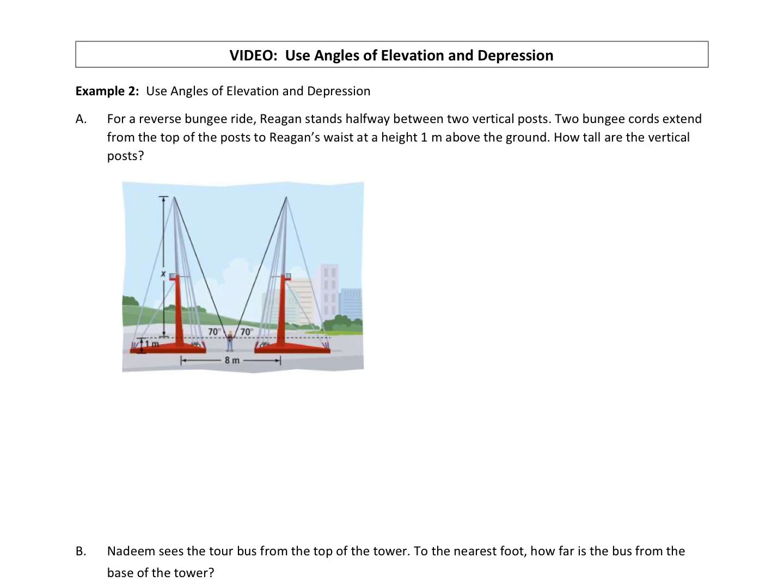So now that we understand how the angles of elevation and depression work, let's use those in a problem. So for part A, it says for a reverse bungee ride.